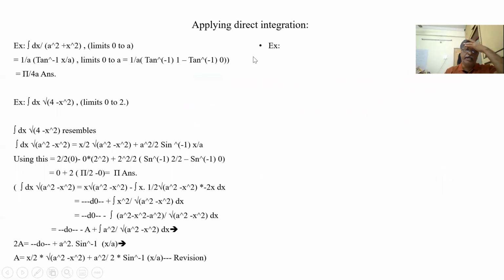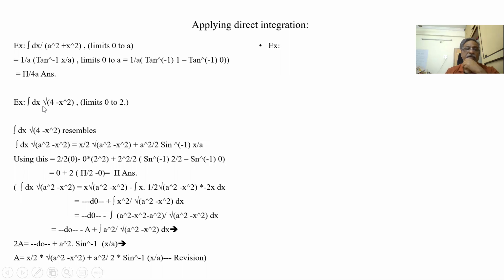Let us see by direct integration, simple for us. Let us see integral dx by a square plus x square, limits 0 to a. We know this is 1 by a tan inverse x by a. So I am putting 0 to a. Tan inverse 1 is pi by 4 and tan inverse 0 is 0. So this is 1 by a into pi by 4, so pi by 4a is the area under this between 0 to a.